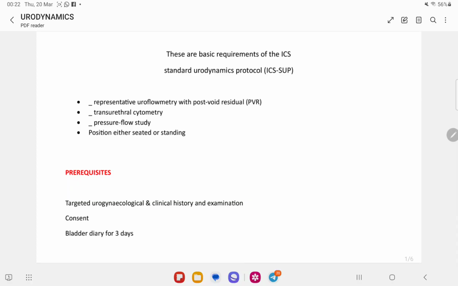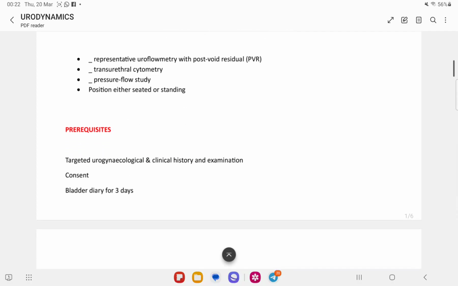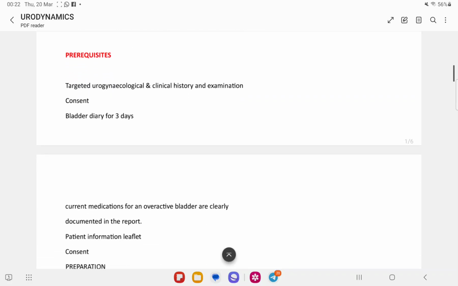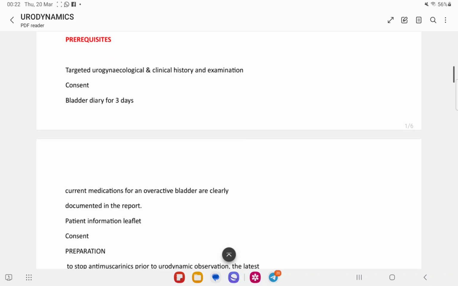But before going towards the further details and interpretation, there are certain prerequisites that you will incorporate in your teaching station as well. There should be a targeted urogynecological and clinical history and examination of the patient. The consent should be taken from the patient, because it is very important that you tell your patient about the procedure beforehand.